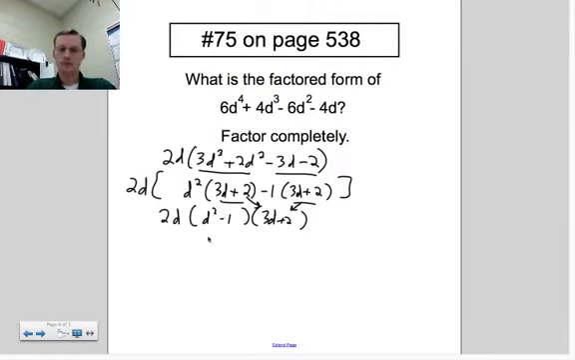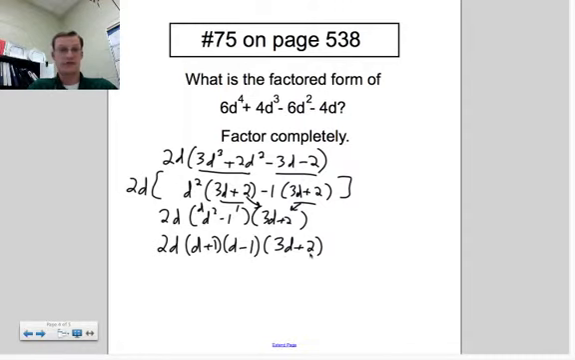So what I'm going to do, what times itself gives me d squared? D. What times itself gives me 1? 1. So this is going to be d plus 1, d minus 1. And that will be the difference of 2 squares. Look in the last lesson, 8-7, and we give a little bit more detail on that. Pull down the 2d, pull down the 3d plus 2, and we need to double check.